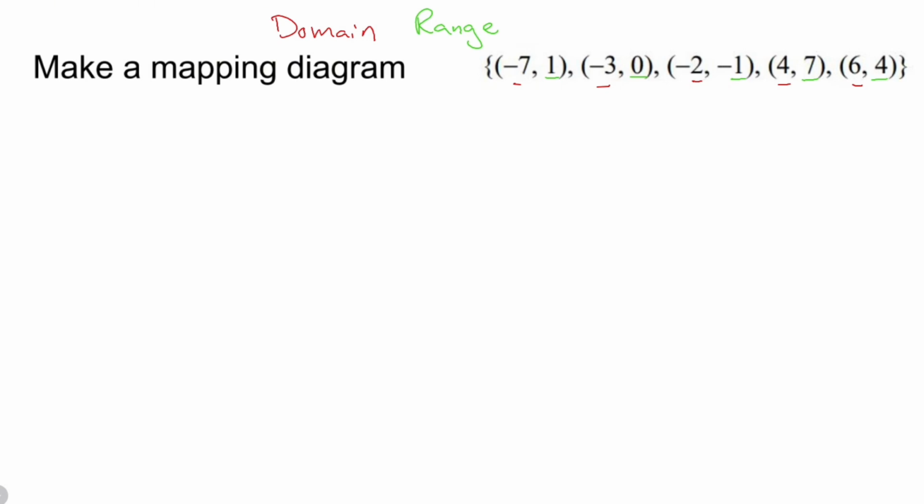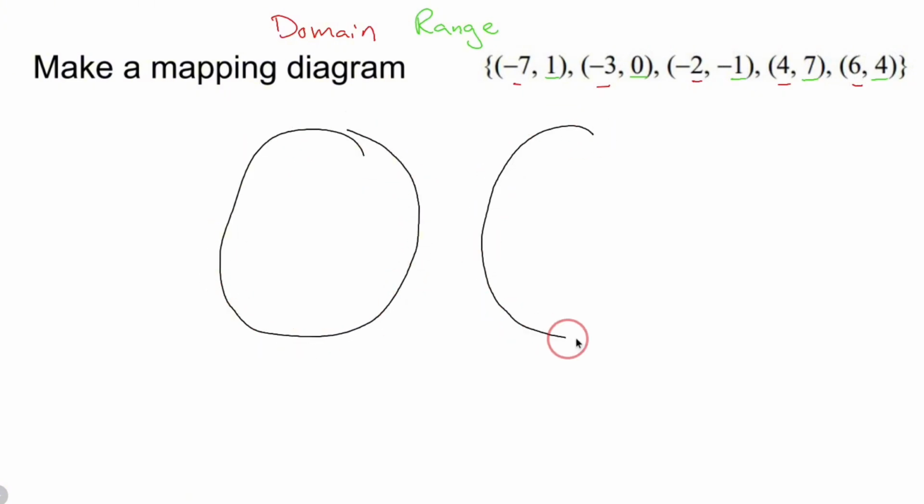So it really all depends on what math teacher you have. But this is how I make a mapping diagram. You make two bubbles. Or in my case, they're terrible blobs because I don't know how to draw. But you make two bubbles. You take the numbers in the domain and you list them in order. Now, it looks like already that this is listed in order, so life is good. -7, -3, -2, 4, and 6.